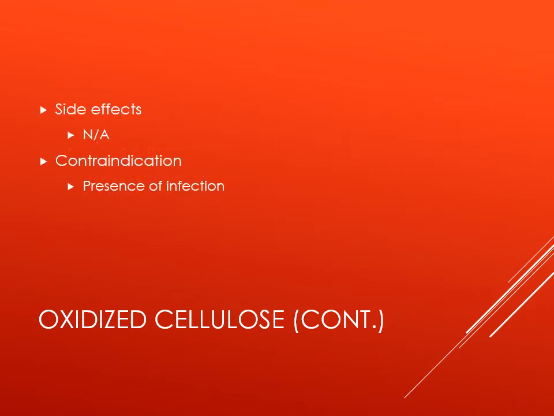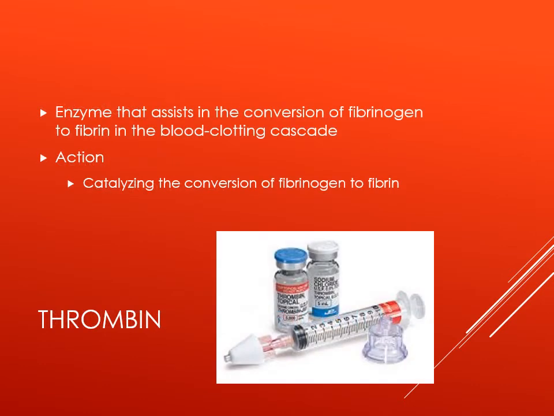This doesn't have any side effects, but again, don't use it with infection. Thrombin is going to be a hemostatic agent of bovine origin. It's going to work by converting fibrinogen to fibrin. This, you'll notice, looks a little bit different than some of the other hemostatic agents we've talked about. It's a liquid, so it's not going to be a film, powder, anything like that.